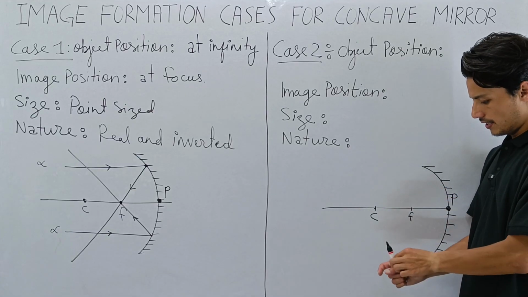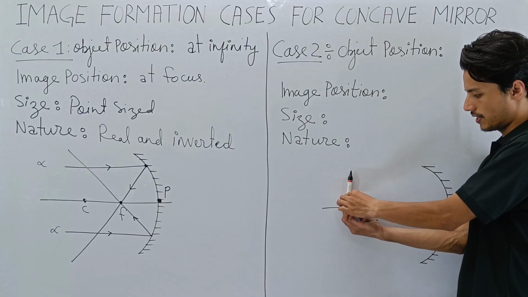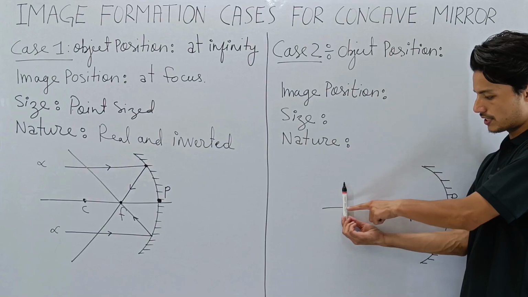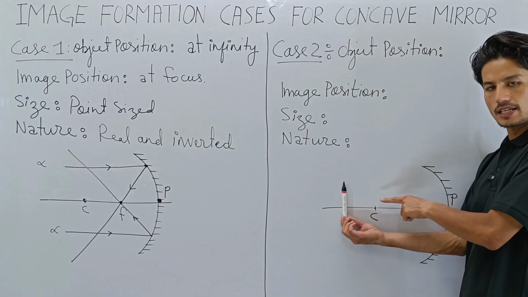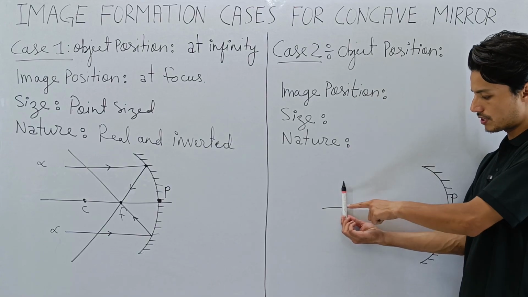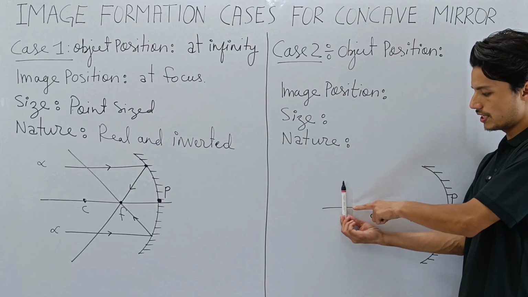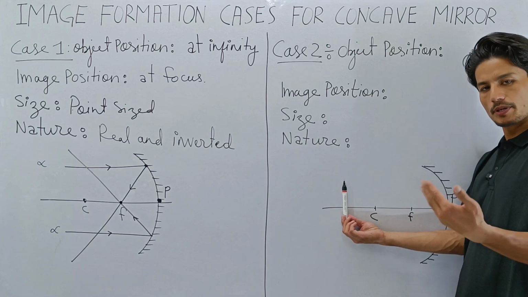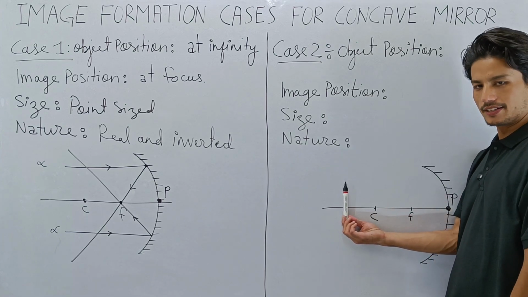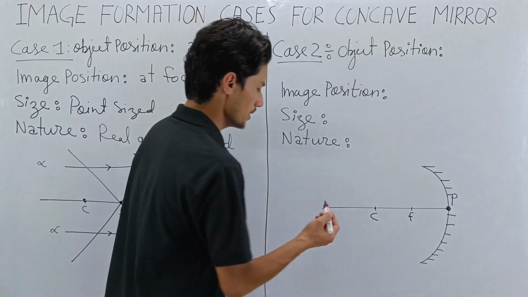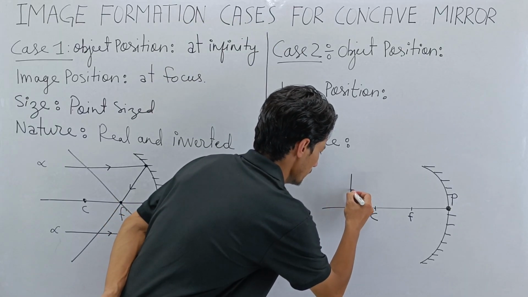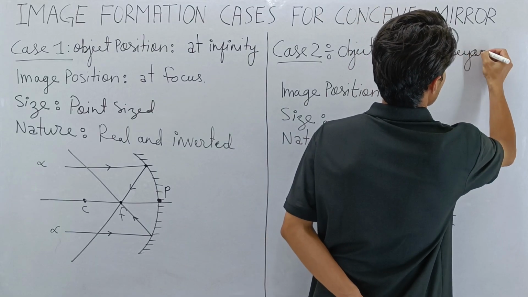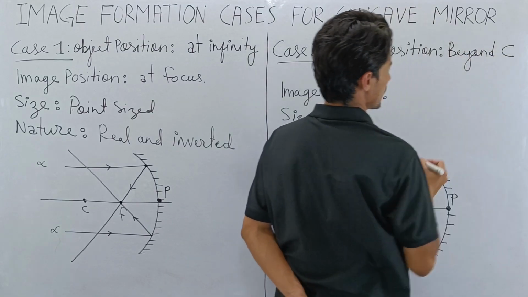If I look from here to there, and this is the object, I'm standing here, then how do I call this? Is it not beyond C? I have to go more than C to reach the object. So can I say beyond C? Yes, I can. I have to cross C to reach the object. Or I can also say it's behind C. Both work: beyond C or behind C. So let's draw the object here. This is beyond C. So the object position is beyond C.